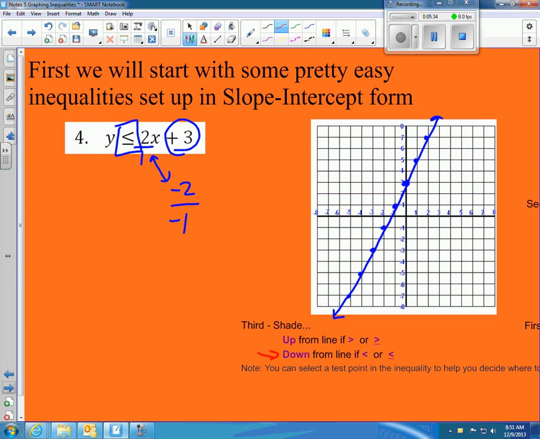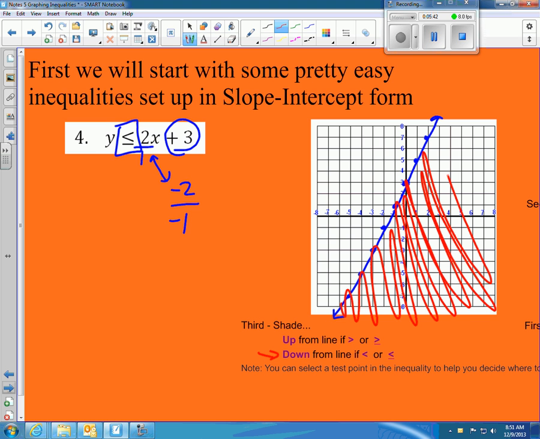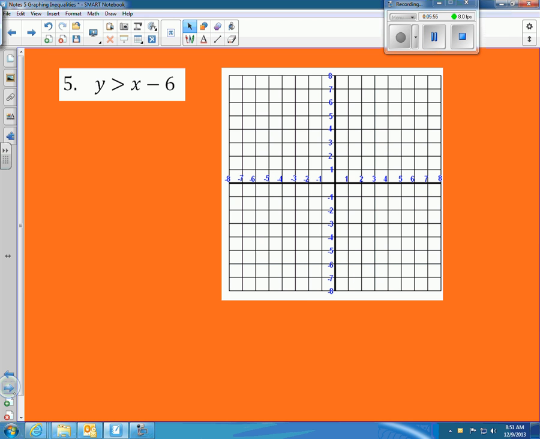When we talk about shading down, you're thinking down is below the line. Well, that is going to be over here. And notice that we're shading every single thing on our graph that's below the line. Now you don't have to shade super fine and make sure everything is colored in, but just indicate that we're shading below the line. Great. So that wasn't too bad. Let's try number 5.